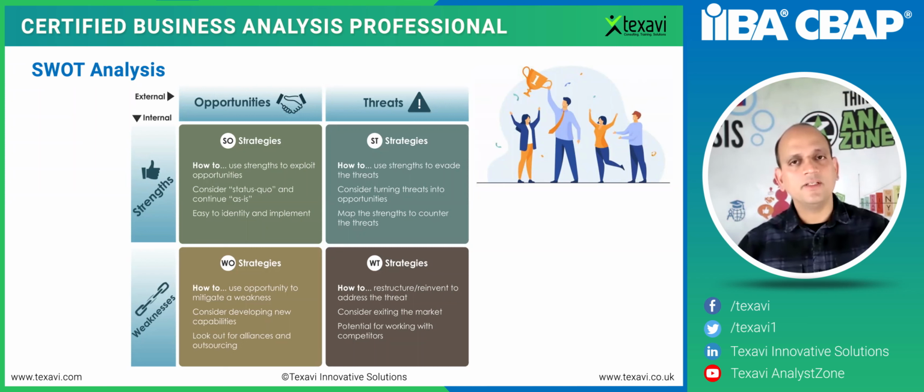Then that means that you continue that kind of product and product line. And the other quadrant, if you look at this, strengths and threats. So this is about how you can use your strengths to evade the threats. So you don't want to actually take on the threats. You want to kind of avert these threats. For that, how can you use your strengths?